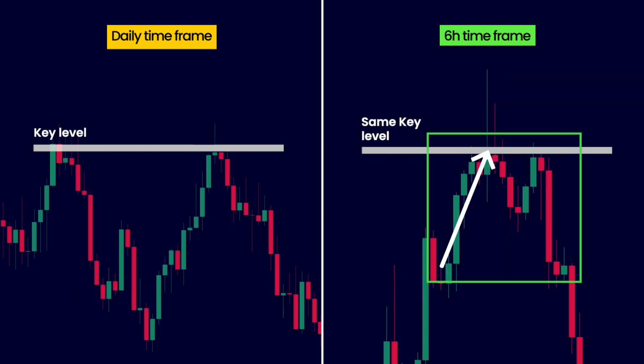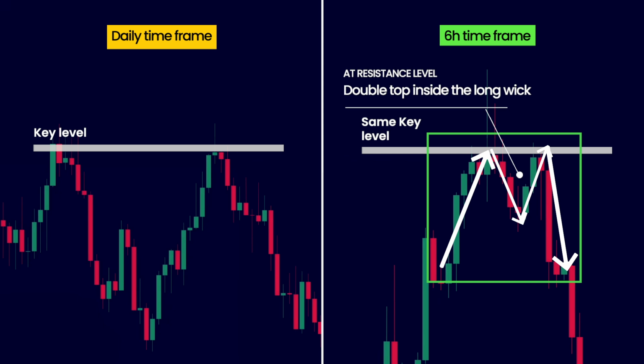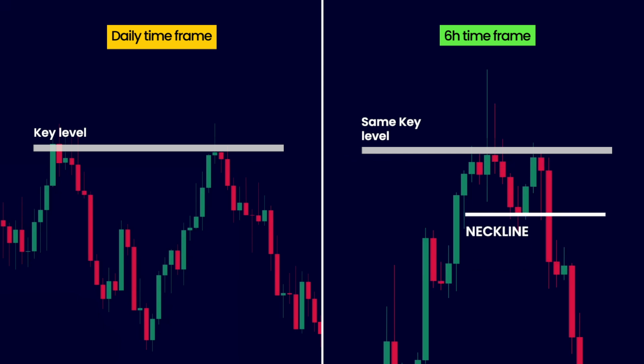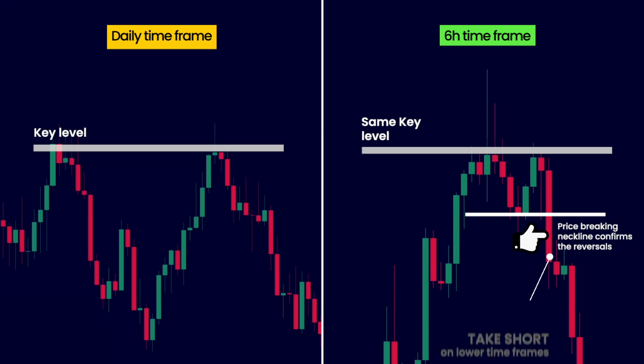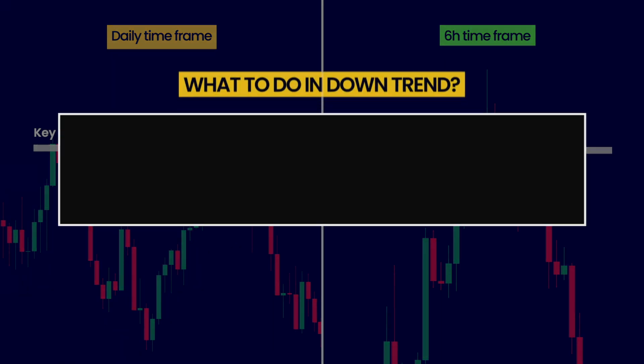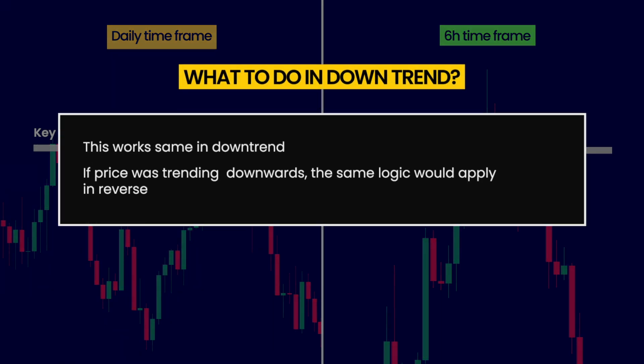In this case, a double top formed precisely at resistance. The neckline is placed at the swing low, confirming the trend change. When price breaks below the neckline, the reversal is confirmed. That's when traders look for short entries on lower timeframes. Now let's flip this scenario for a downtrend. If price was trending downward, the same logic would apply in reverse.